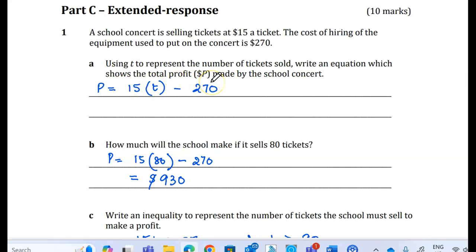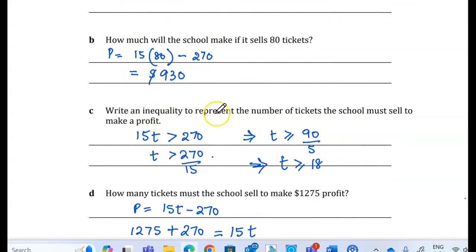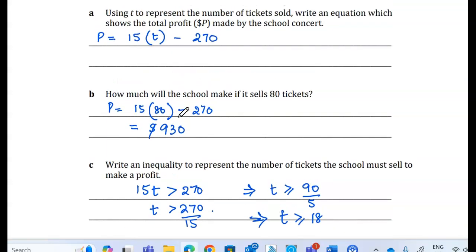So that's the equation. How much will the school make if it sells 80 tickets? So put T as 80 in this equation and solve it. Write an equation to represent the number of tickets the school must sell to make a profit. So the school must sell in order to make a profit. That means the school has to earn more than 930. No, sorry, my bad, apologies. In order to make a profit, the school has to make more than 270.